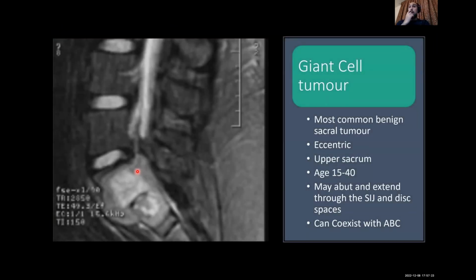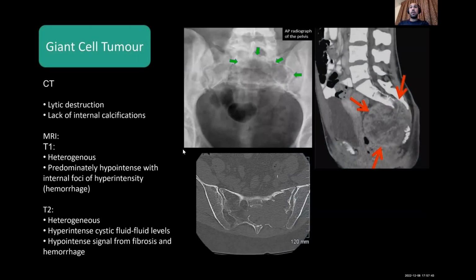Here is the giant cell tumor. This is the most common benign sacral tumor. It is eccentric in the upper sacrum, like the chondrosarcoma, but it doesn't show calcifications. It may abut and extend through the sacroiliac joint and disc space, and giant cell tumor can coexist with aneurysmal bone cyst.